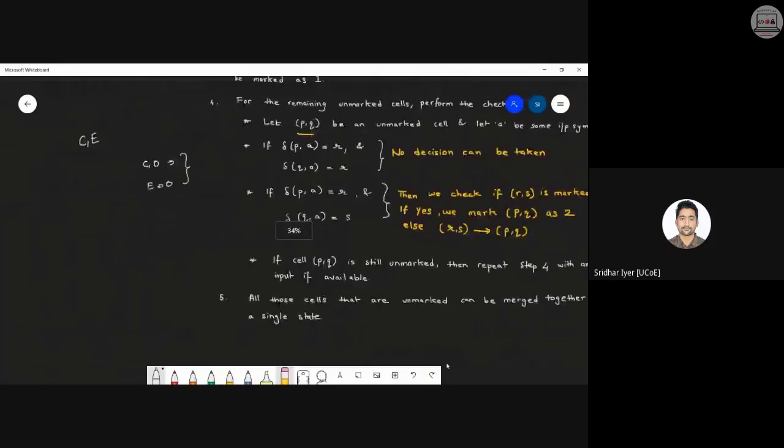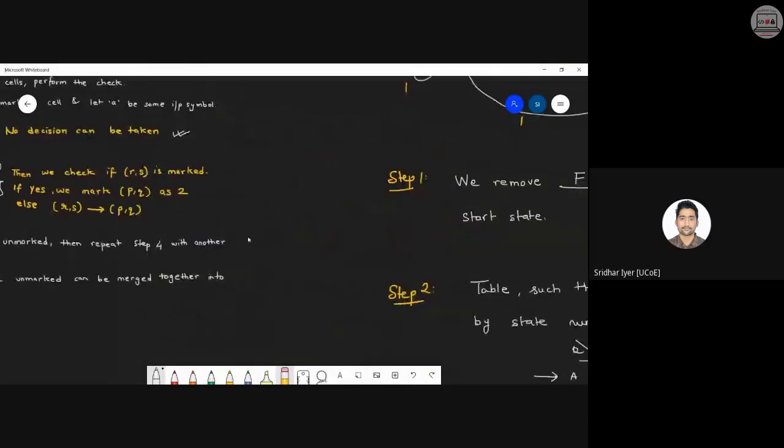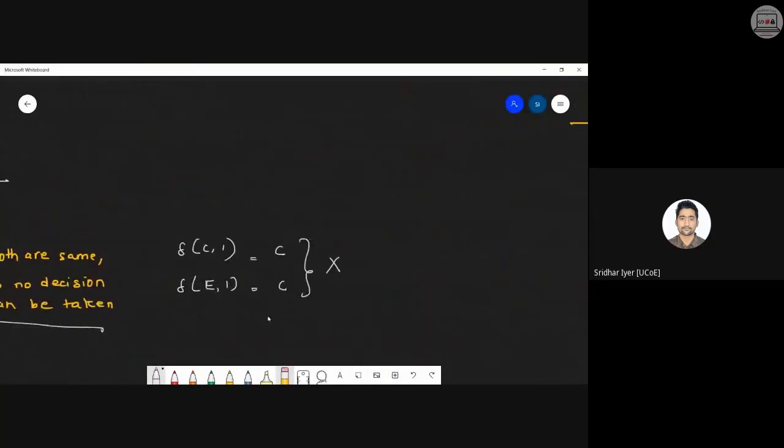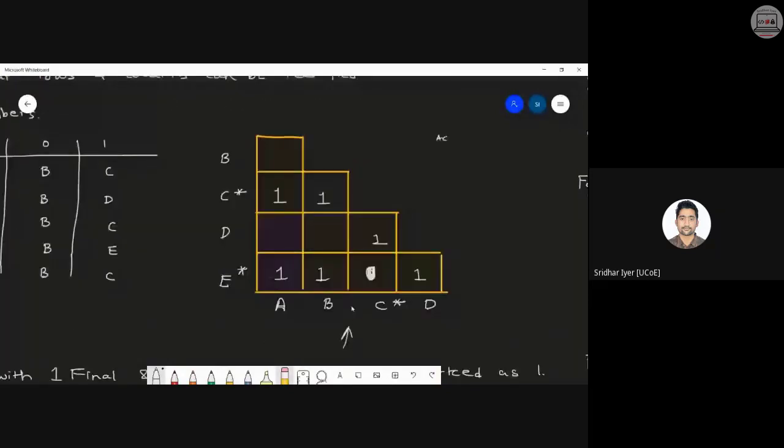Next, obviously we know that both of these are the same, so we can't take any decision. So we change the input. We now check for C on 1 and E on 1 and see whether we get different outputs or not. But again, C on 1 and E on 1 both give me the same output, C. So as both are the same, we can't make any decision out of it. As a result, the cell C comma E for the time being remains unmarked. Clear with this? Are you understanding?